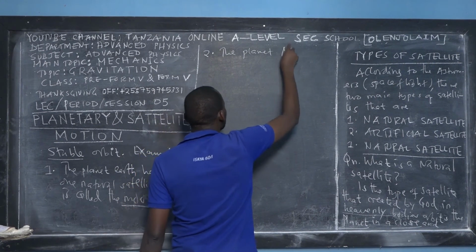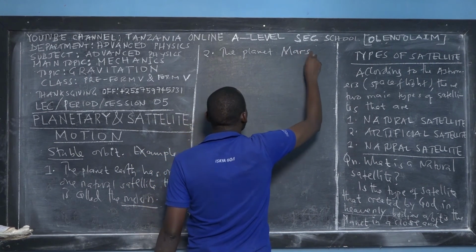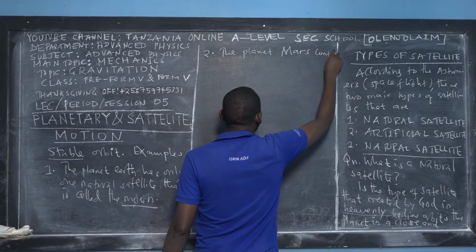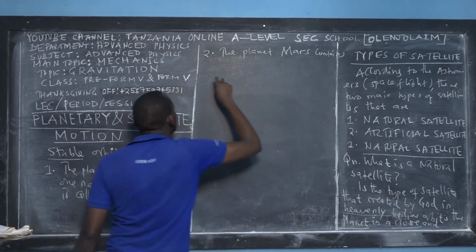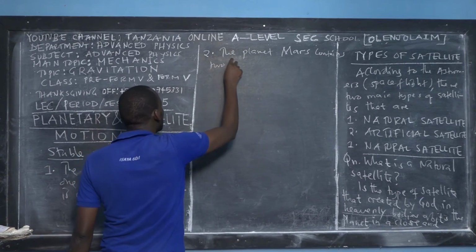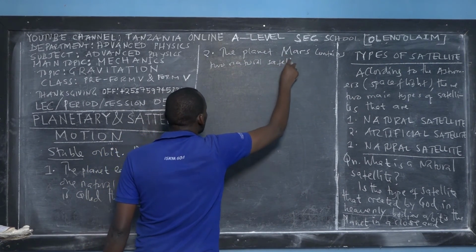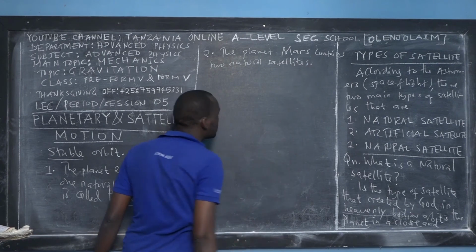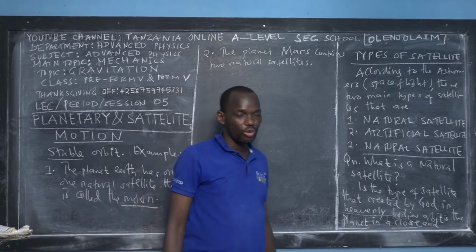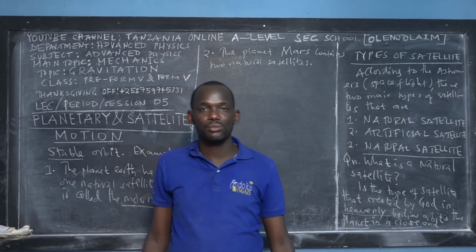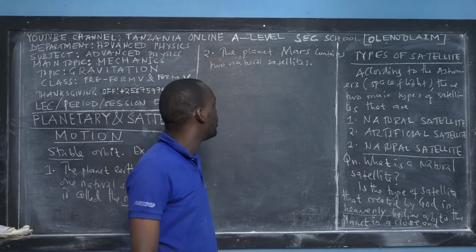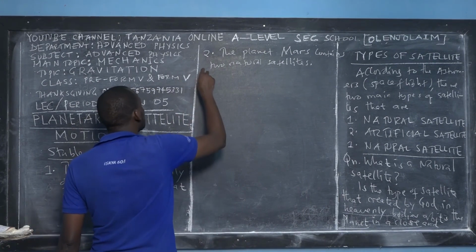Then the planet Mars has two natural satellites. Your homework is to go and find the names of these natural satellites of Mars.